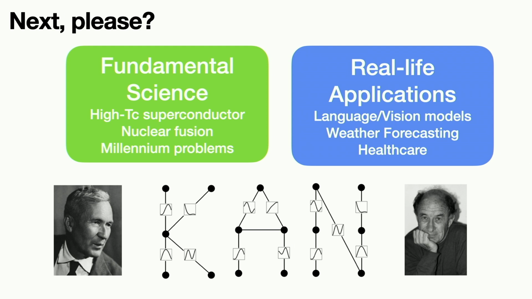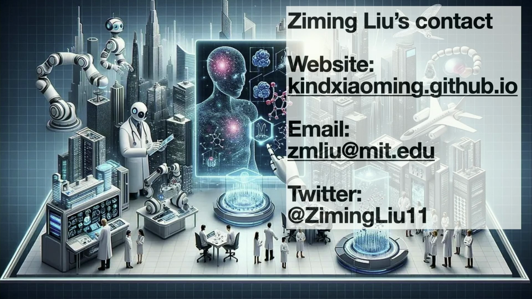For me, I would love to see us use interpretable AI tools to attack fundamental science problems like high-Tc superconductivity, nuclear fusion, and millennium problems. But CANs also have the potential to solve real-life applications like language and vision models, weather forecasting, and healthcare. So with that, I'm looking forward to a bright future full of many new scientific discoveries enabled by interpretable AI, and I hope that we can contribute to that future together. Thank you so much for your attention.